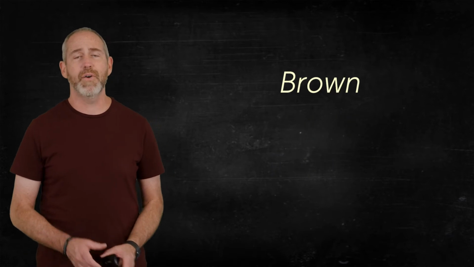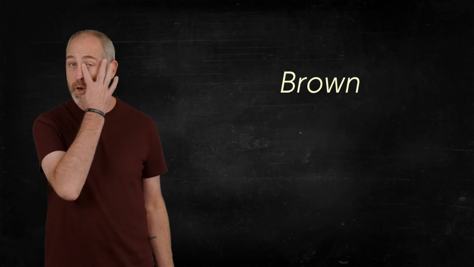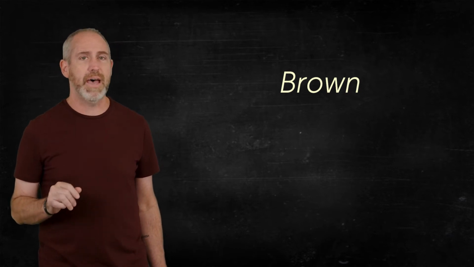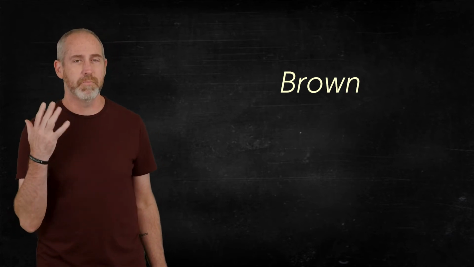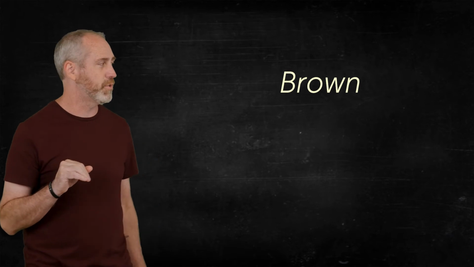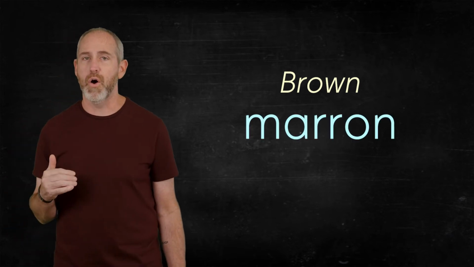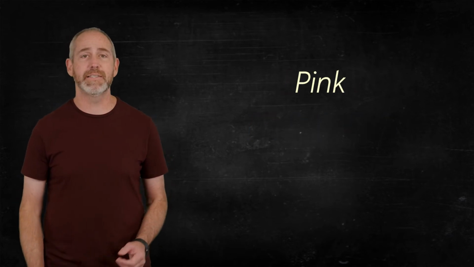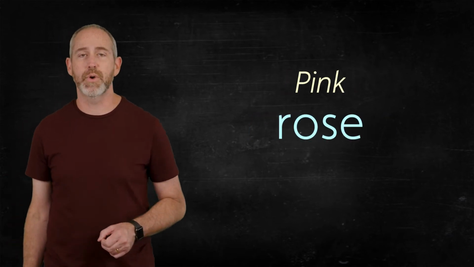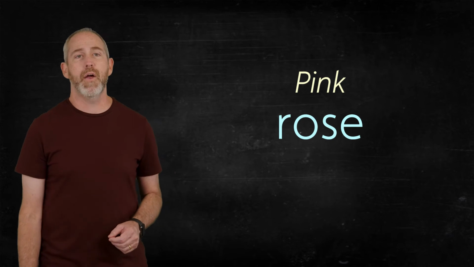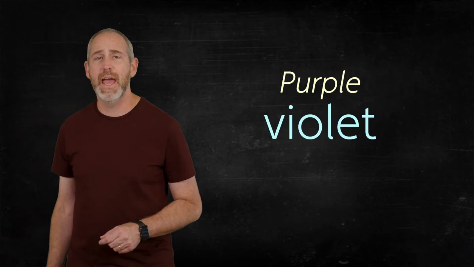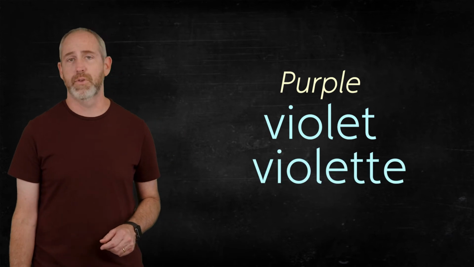Now, brown, I'll give you two forms of brown, but I want to start with one, and I'll bring the other one in just a minute and tell you how it's used. But brown, almost think maroon. It's like that in English almost. It's this one, marron, okay? Now, pink is rose. Just think of a rose, rose. All right, here are the two forms of purple. First of all, we have violet and we have violette.